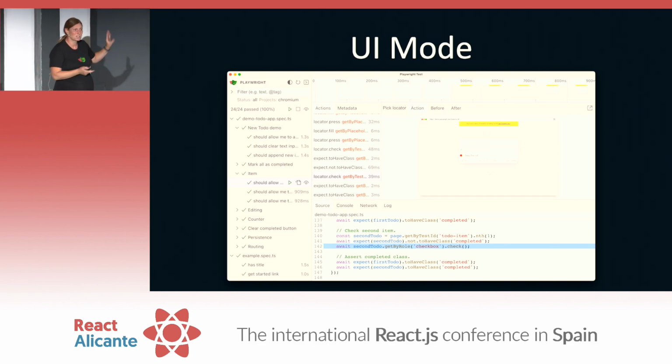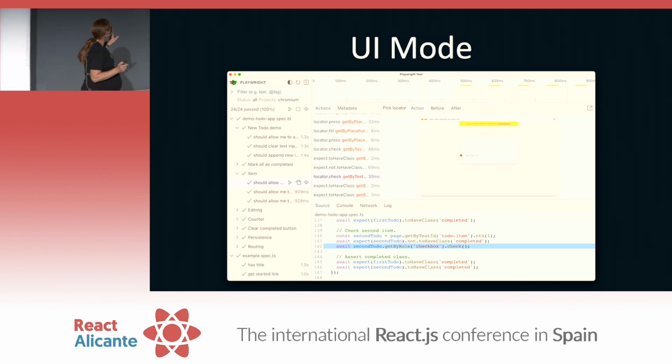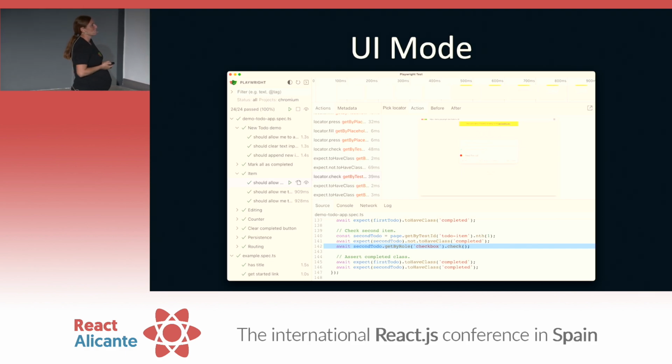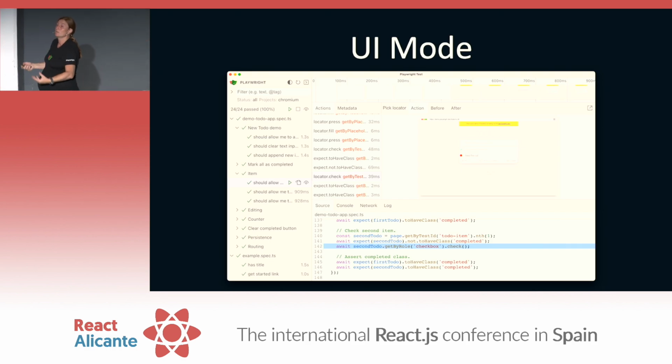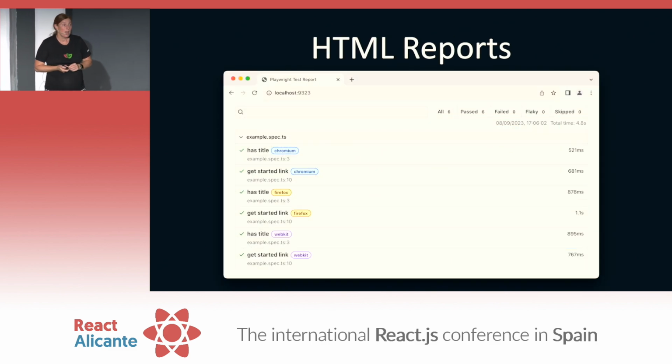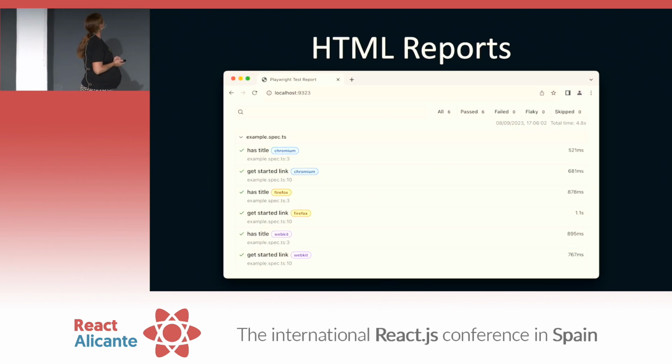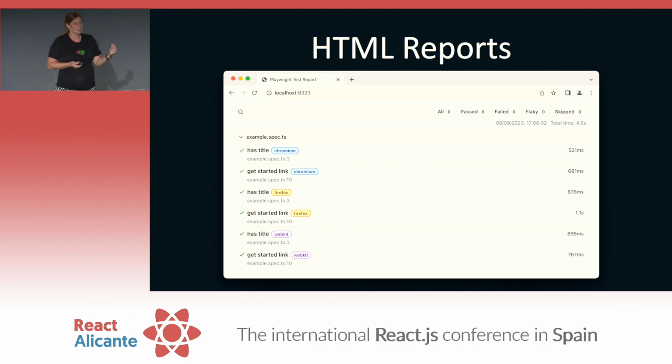We got UI mode, and I'll show you a little demo of this all later. So I'm just going quickly over it. UI mode is really cool. Watch mode, and being able to go back and forward in time through your test while developing so you can see what's going on. And then we have HTML reports, where you can see a full report of the tests, what tests passed, what failed, and go and dive into that report and understand better what you need to fix.